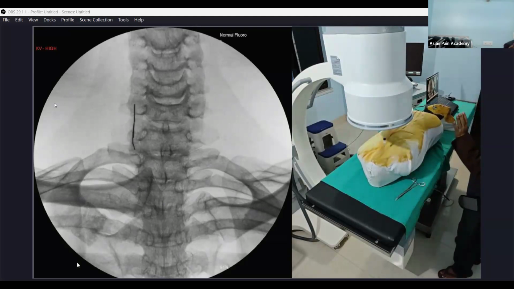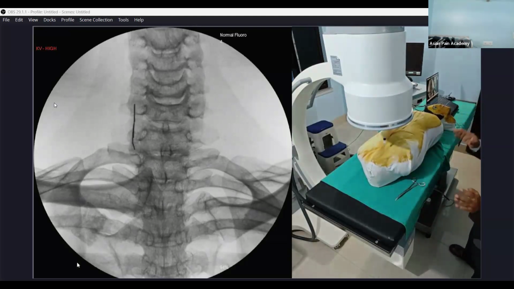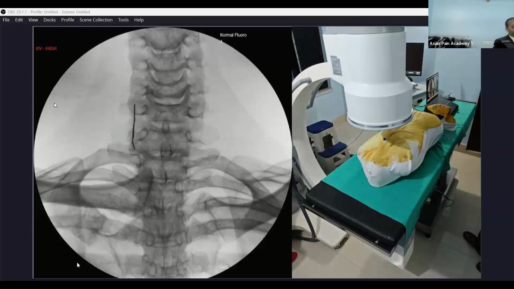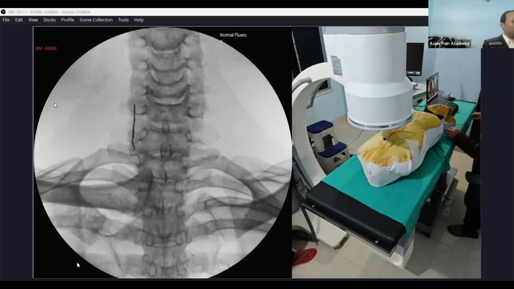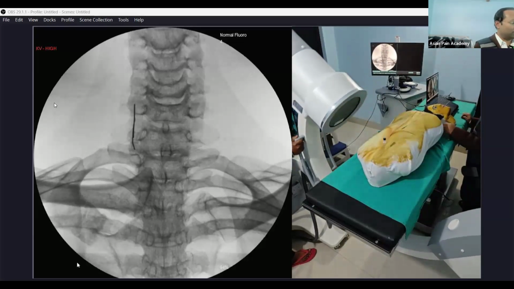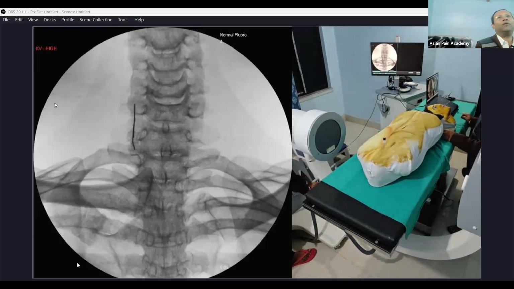Okay, so both the needles are in the same line. I am just missing the bone. Now what I will do, I will see laterally where I have come. I want to go to the C5, 6 right side facet joint. Now I will count.